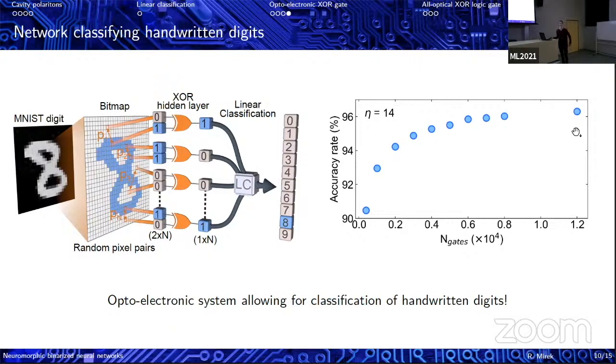Were these randomly chosen pixels the same for all pictures? Yes, or? Okay. That's a great question.